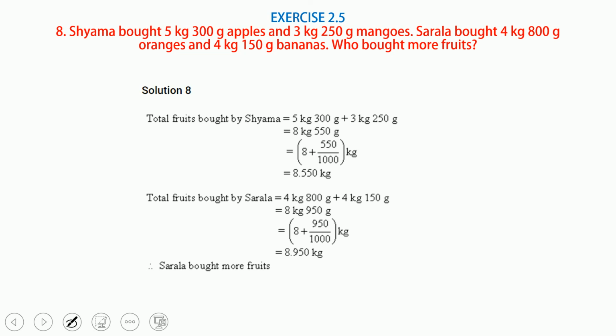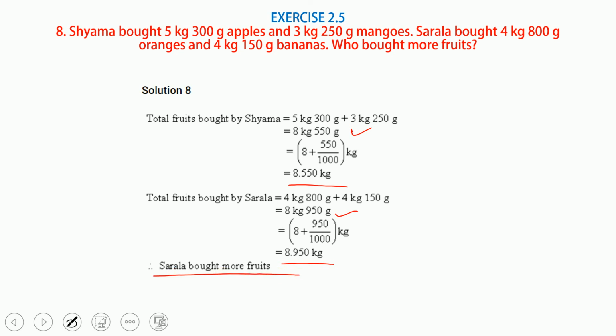Here we converted a little. Here everything is converted into kilogram, that is written as 550. Fine. Like that also, if you want, you can do. No issue in that. Or here it is already done, this much only done. It's also fine. No need of this, because here also we can compare it. So Sarala brought more fruits.